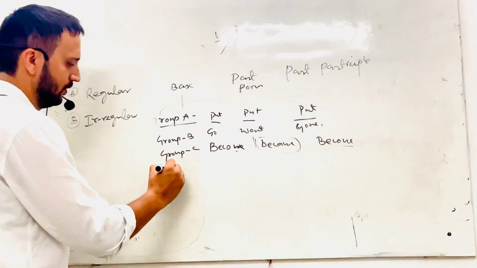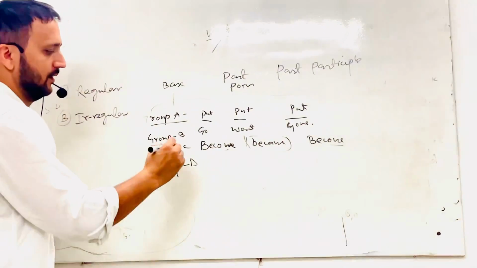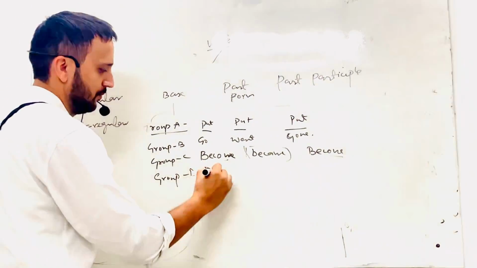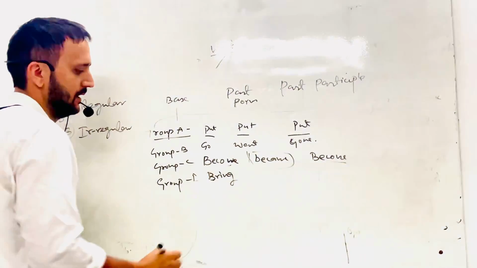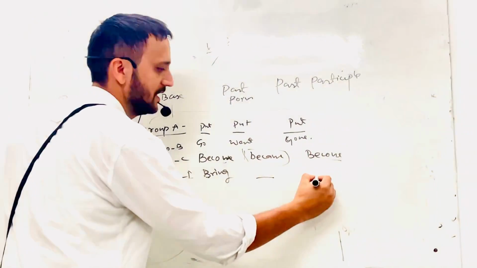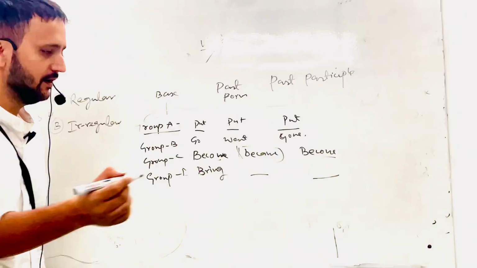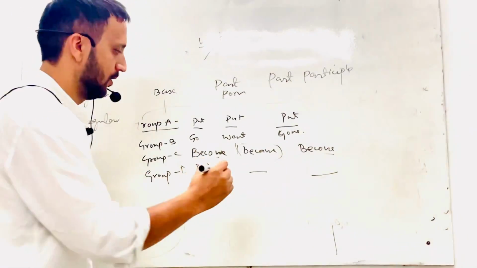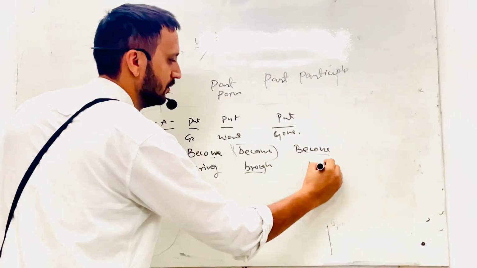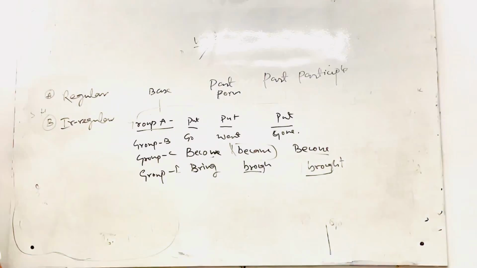But there is one more, group D. In group D category, base form is dissimilar, but past form and past participle, they both are similar. Bring, yes, Hamid? Brought and brought. Bring, brought and brought.